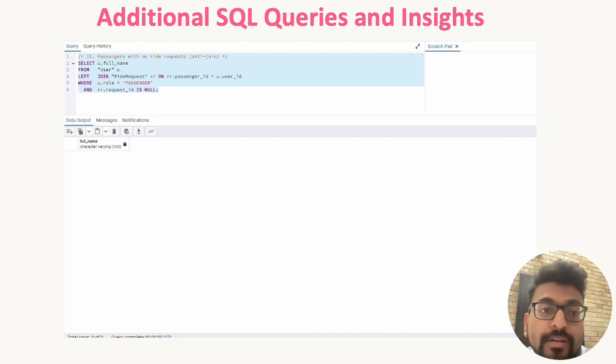And finally, the 15th query, passengers with no ride request. An anti-join shows passengers who signed up but never placed a request. Marketing can send a late take your first ride, get $5 off kind of campaign targeted precisely at this segment.